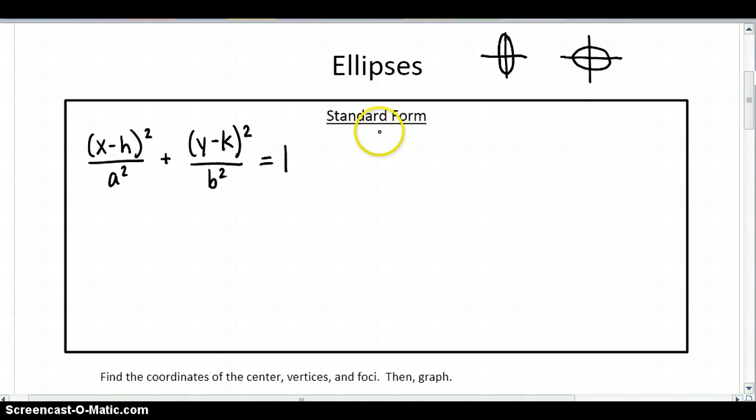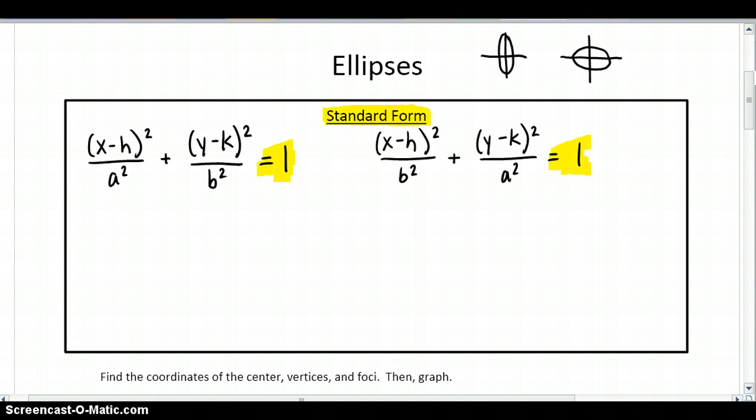This equation could also be written with a and b flip-flopped, where b squared's underneath x and a squared is underneath y. We'll talk about what a and b mean in one second, but a is the bigger one. That's why either one of these would work. The key part to notice in regards to standard form is that it has to equal 1. That's what we mean by standard form. If it ever isn't in standard form, meaning it doesn't equal 1, you've got to do something about that.